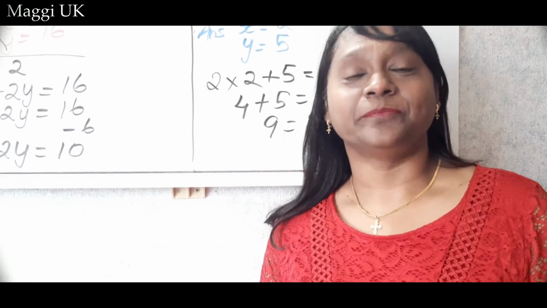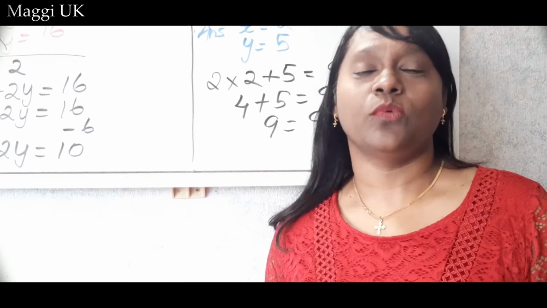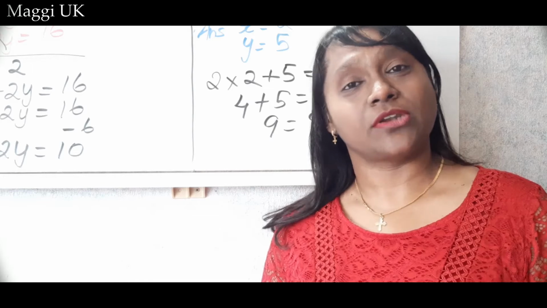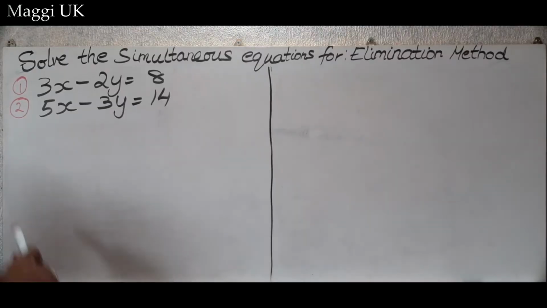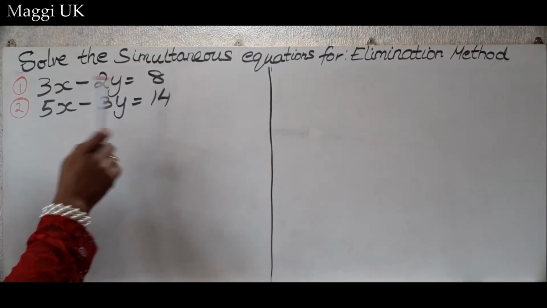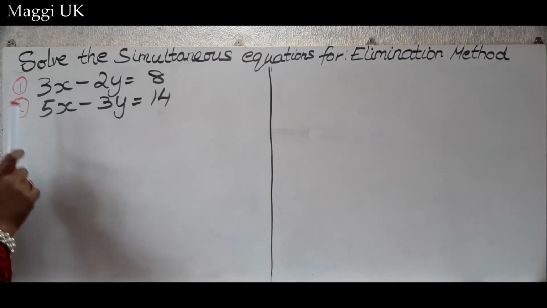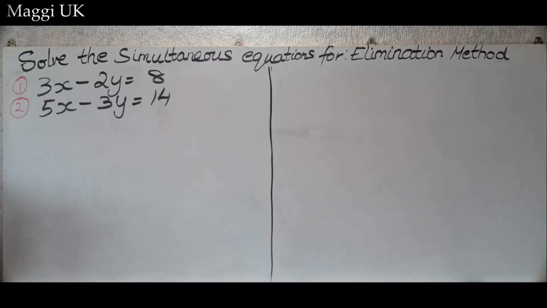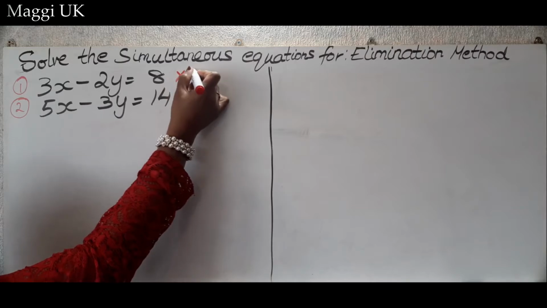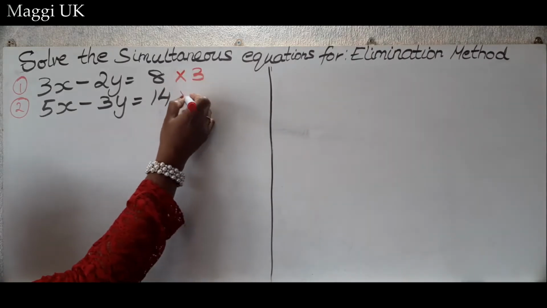Hope you understand. If you don't, I'm going to do another one which will give you a clearer picture of how to do it. So this is the equation 3x minus 2y equals 8, 5x minus 3y equals 14. So that's the first equation. Next equation. What do we need to do, David? So I want to get y, so we have to times the top equation by 3 and times the bottom by 2.